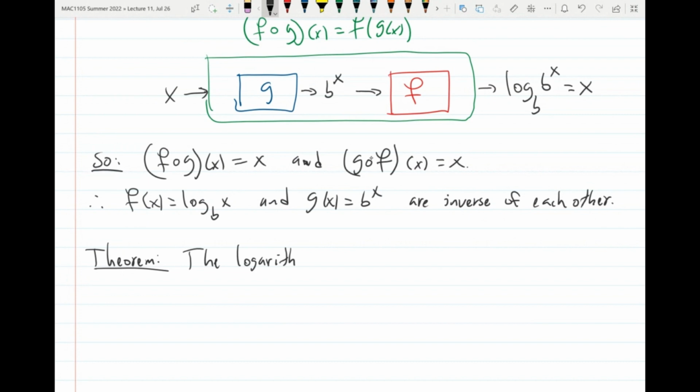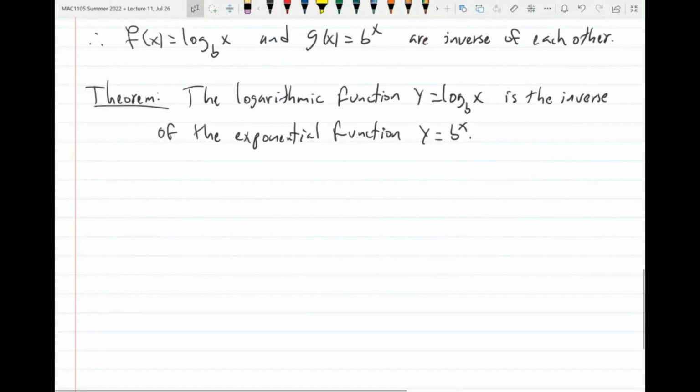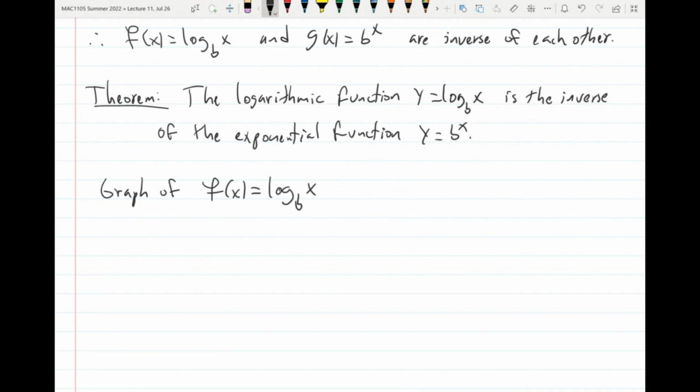The logarithmic function y equals log base b of x is the inverse of the exponential function y equals b to the x. Okay? So, in particular, that means that everything that we know about exponentials, we can use to deduce a lot about logarithms. So, let's write that down. The graph of logarithmic functions. The graph of f of x equals log base b of x.